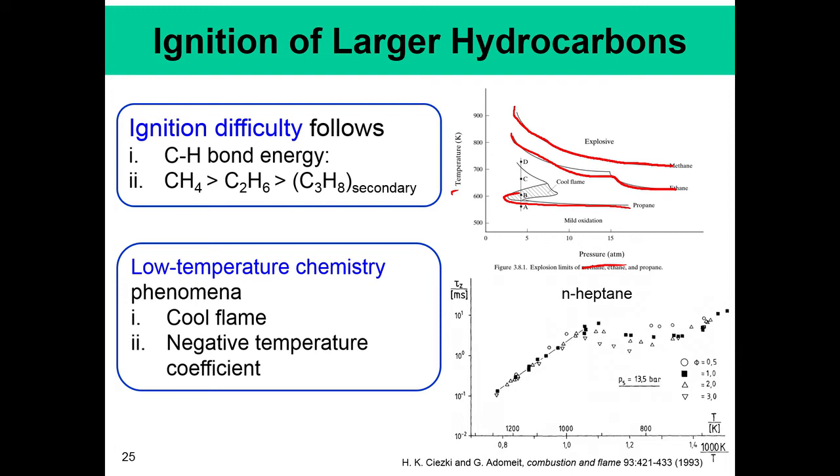But in a cool flame, you will see that there is a lot of emission by these formaldehyde radicals, which gives it a very pale blue color. Okay, and this is different from the normal high temperature flames, as we will discuss later.